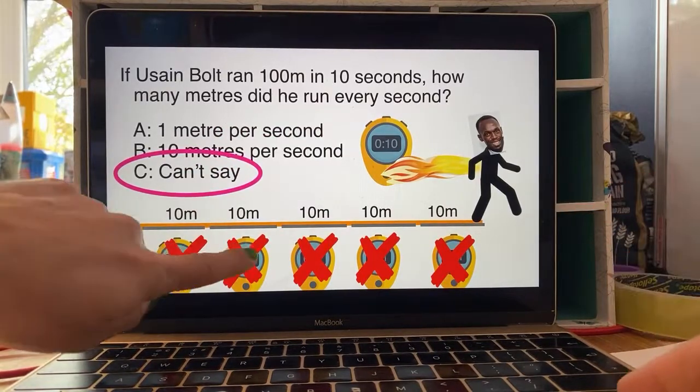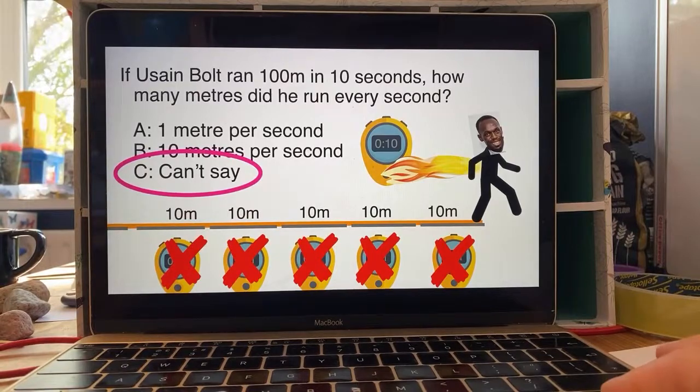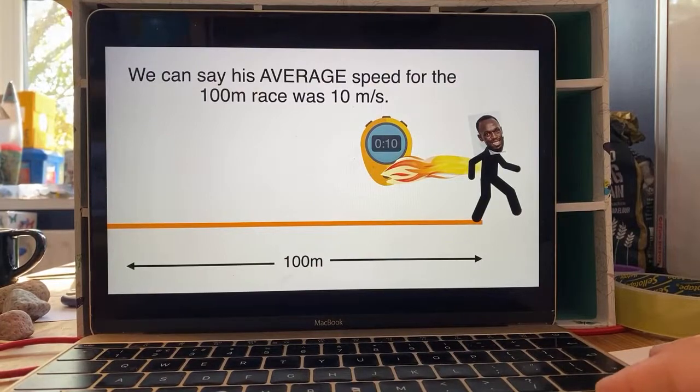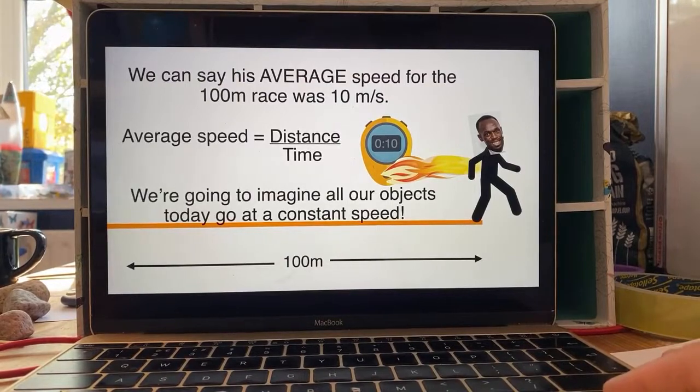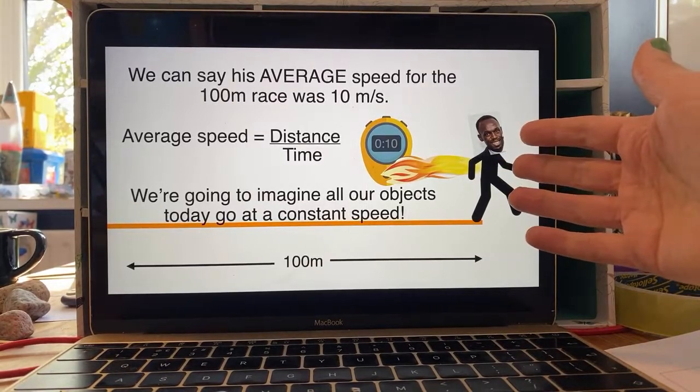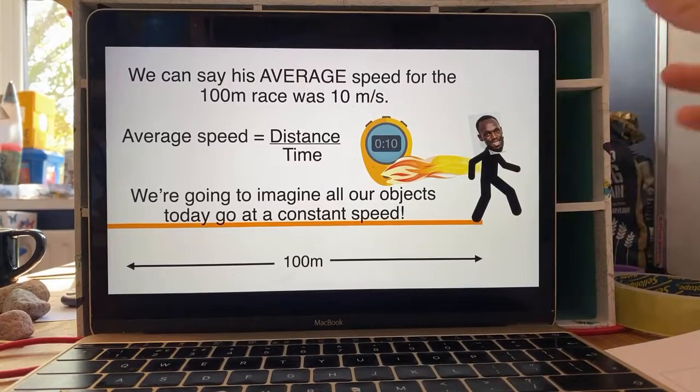We can't actually say how many metres he ran per second, like every second. But we can say his average speed for the 100 metres race was 10 metres per second. So if you look on the Edexcel specification, one of the people who might write your IGCSE Physics exam, you'll see that the equation says average speed is distance divided by time. So we're going to imagine that our objects today are going at a constant speed, right? We'll look at different chunks where they do change, but we'll be looking at kind of a thing's average speed.